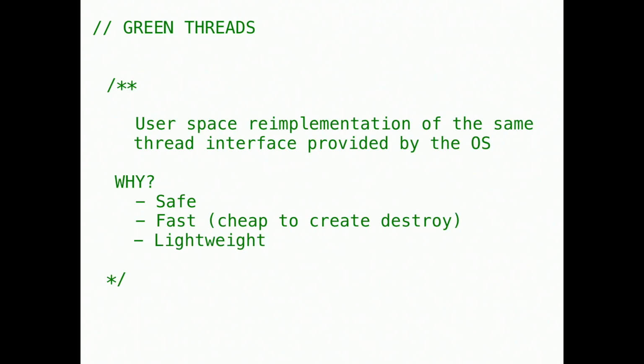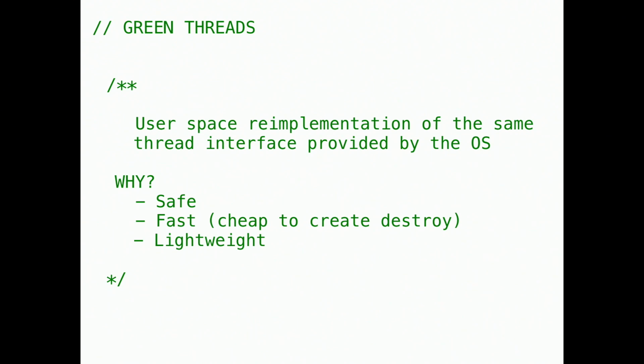All right, so green threads. Green threads are basically a user space reimplementation of the same threading interface that is provided by the OS. So you can create threads, you have locks and mutexes, you can start and stop threads. And you might be wondering, why would you want to re-implement that in user space? Well, there are a few benefits to it. First of all, it's safer.